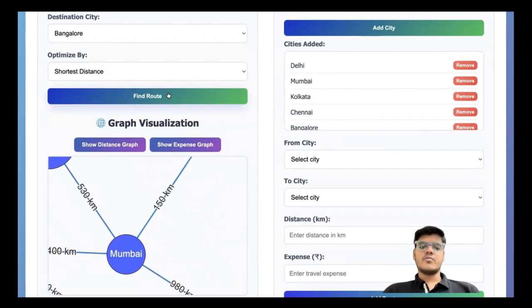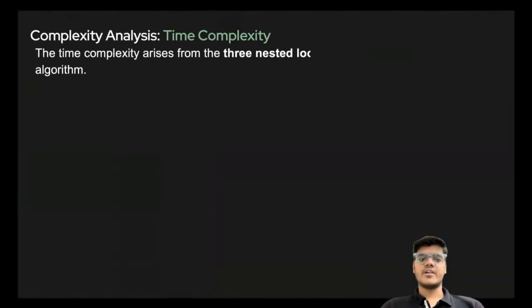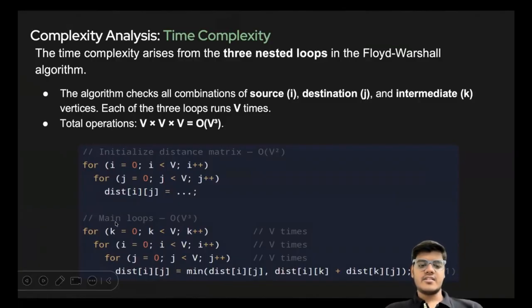Now move on to the next part, which is the time complexity part and the space complexity part. So first let's discuss the time complexity. This algorithm uses three nested loops. Basically, this is our main loop. This is for traversing and initializing. This is basically our Floyd-Warshall algorithm logic.